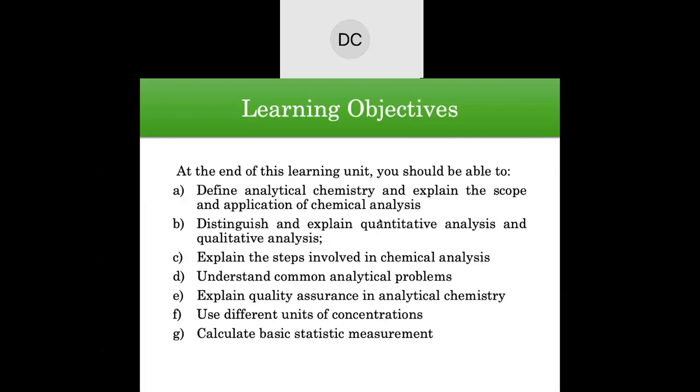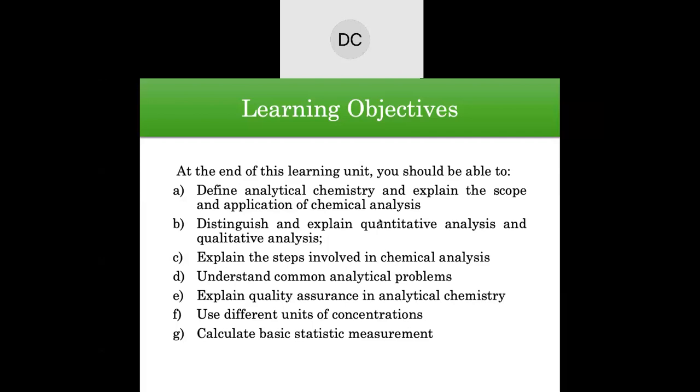The second one, to distinguish and explain the quantitative analysis and qualitative analysis. You have to know what is the difference between the quantitative analysis and the qualitative analysis. You have to know how to differentiate. You need to know how to explain, and also you need to know about the examples of each of the analysis. The third one is on the explanation on the steps involved in chemical analysis. You have to know there is 9 steps involved in the chemical analysis, and you need to explain each and every step.